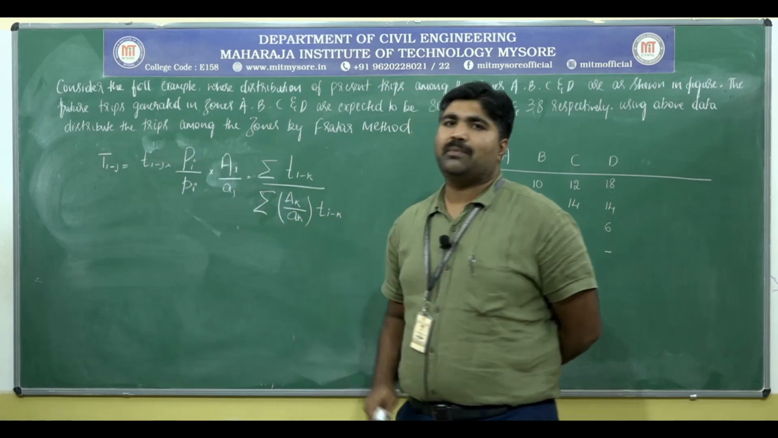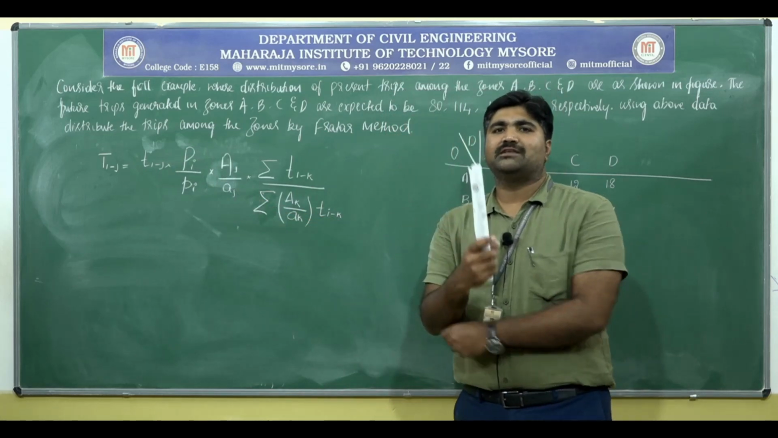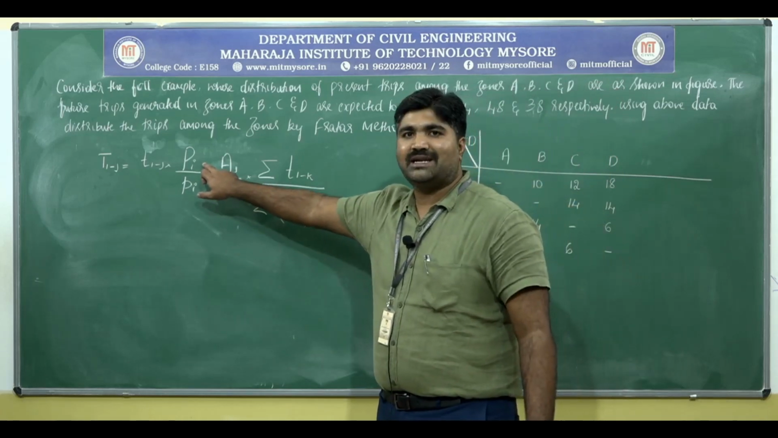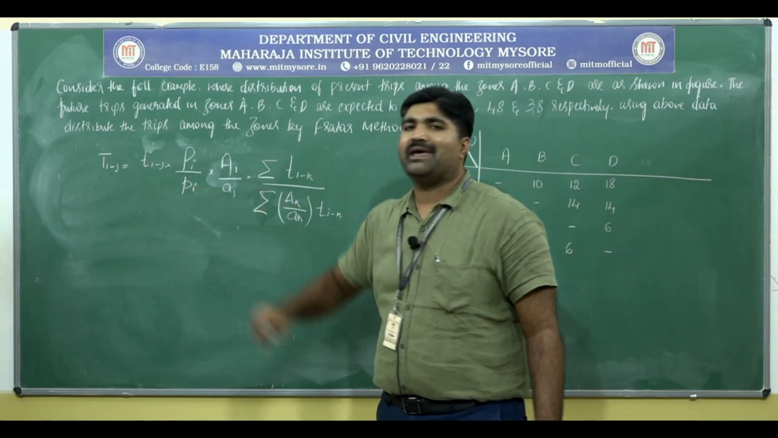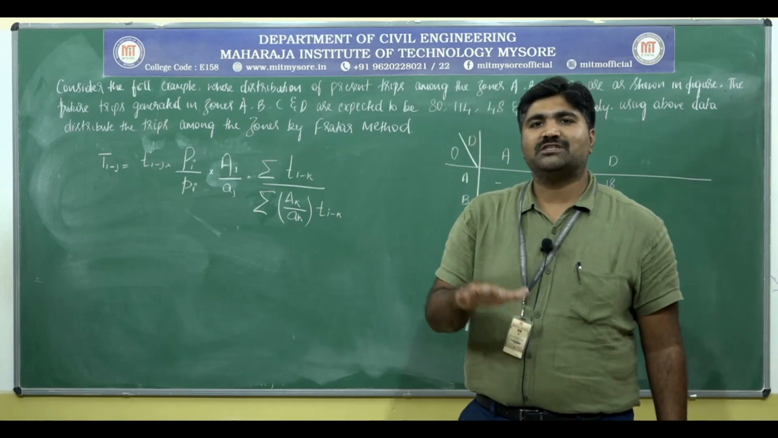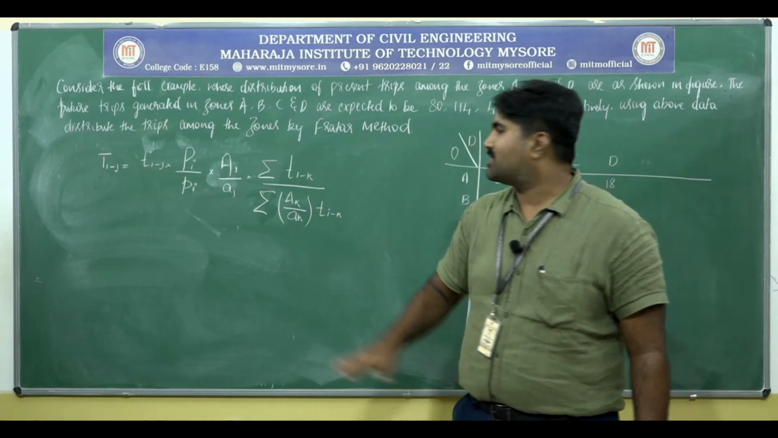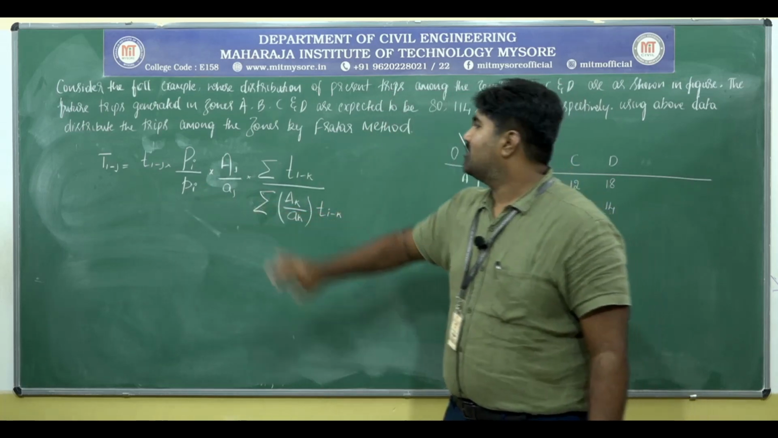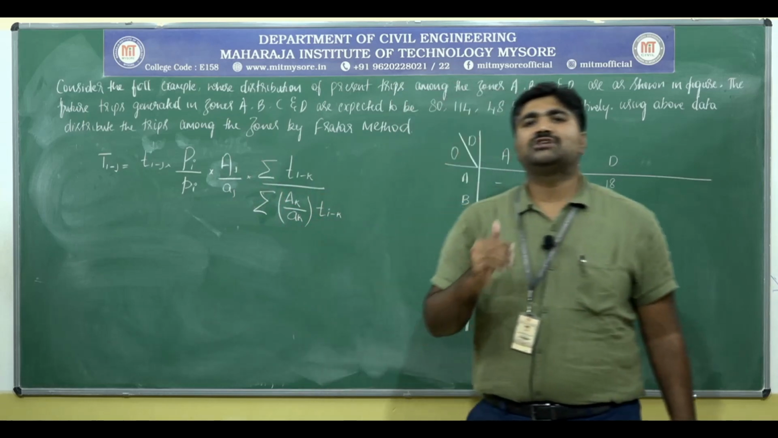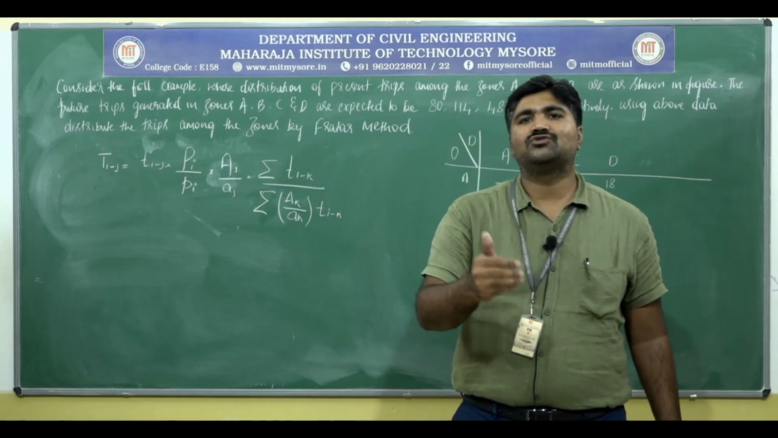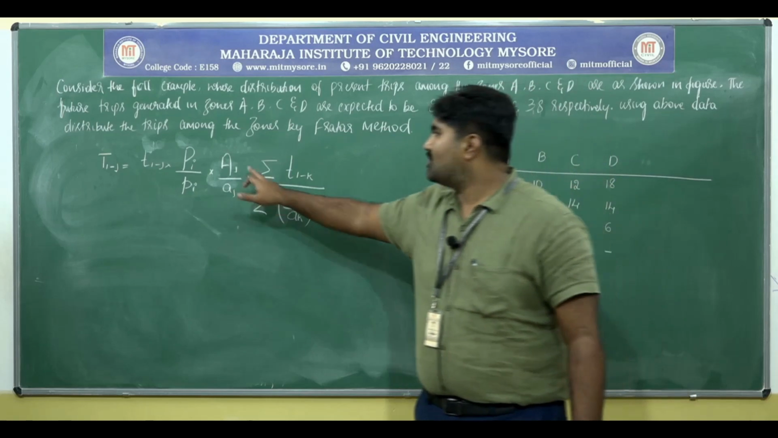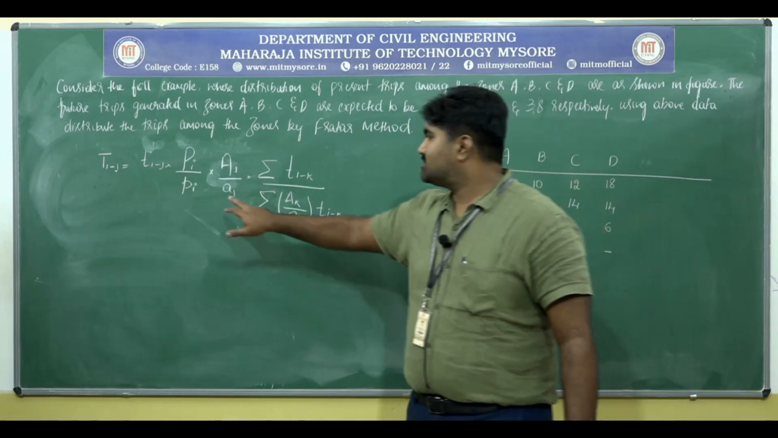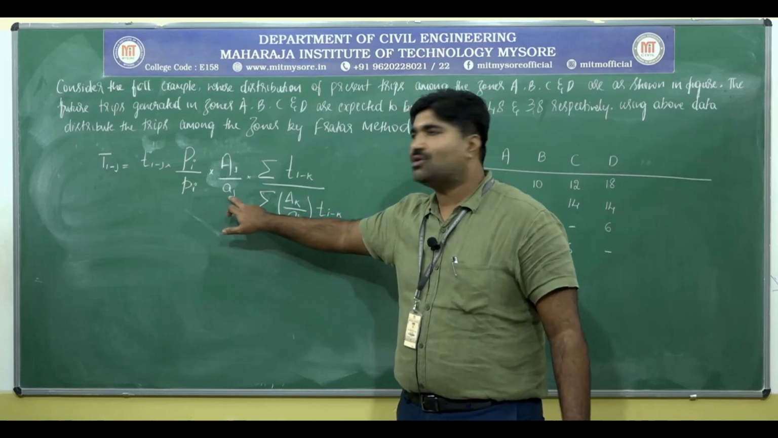Where capital Pi is the future number of trips generated in zone I. Where small pi is the total number of trips which are generated at present at zone I. Where capital Aj is the future predicted trips which are attracted to zone J, and small aj is the present attracted trips to zone J.